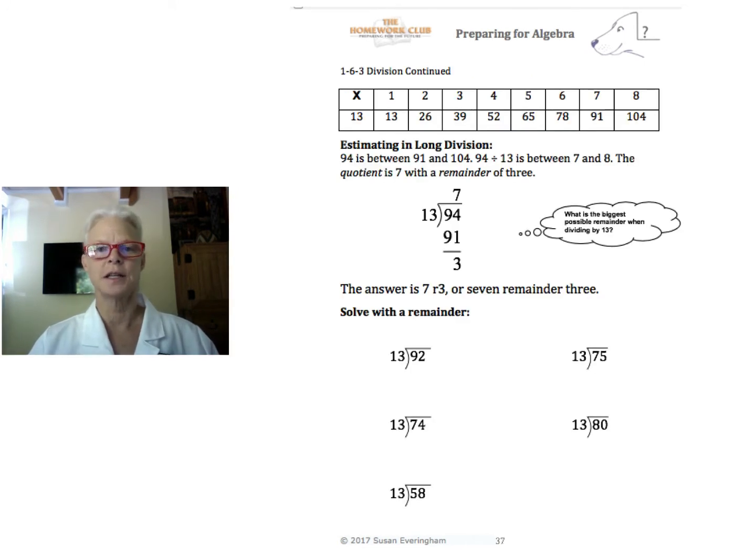37, division continuation. The table here helps you with the larger numbers so you can estimate your long division. Go ahead and figure these out and leave with a remainder. Okay, solve with a remainder.